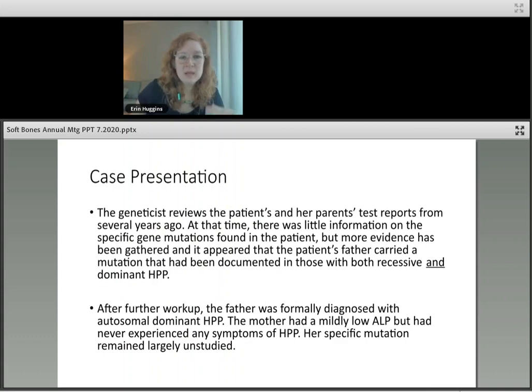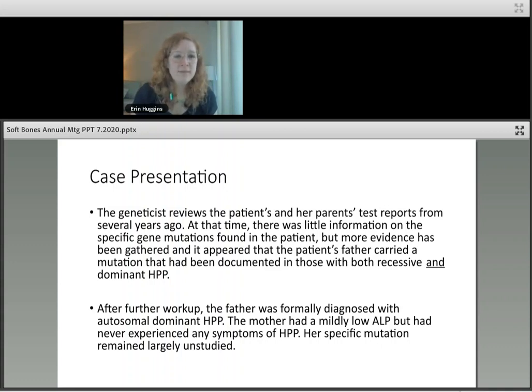So the geneticist goes back and reviews the patient's and parents' original test reports from 5 years ago. And at that time, there wasn't a whole lot of information on those specific gene mutations that were found in the patient. But more evidence has been gathered since then, and if you went back and looked into that mutation registry that we talked about before, more and more people had come forward and had that same mutation as the father, and a lot of those patients actually just had the one mutation and were diagnosed with hypophosphatasia. It also was seen in cases like the daughter, where it was seen in conjunction with another mutation in the form of a recessive HPP.